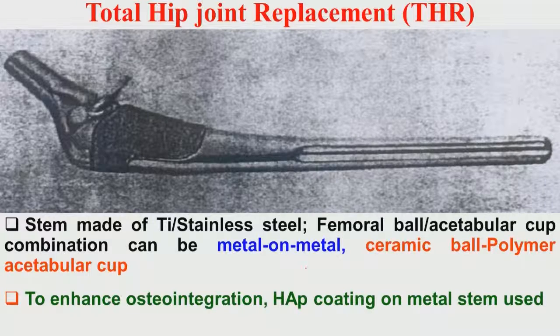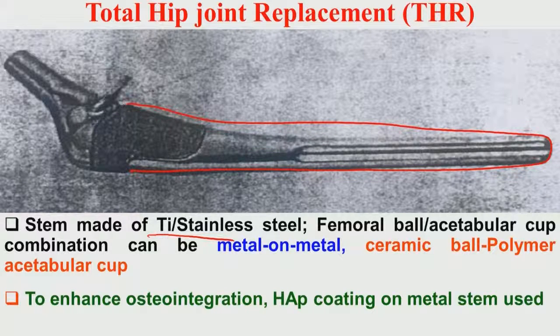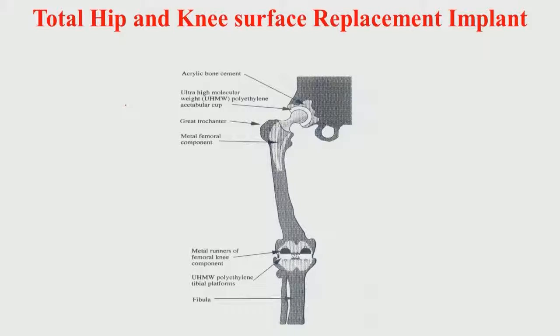Now, total hip joint replacement is one of the popular examples, where titanium or stainless steel is used as the stem. Nowadays, one of the developments is that one can use hydroxyapatite coatings on these titanium or stainless steel structures to make them more biocompatible, or to have better osseointegration properties. Now, you have this metal. So, you have this femoral ball head here and you have the acetabular socket.